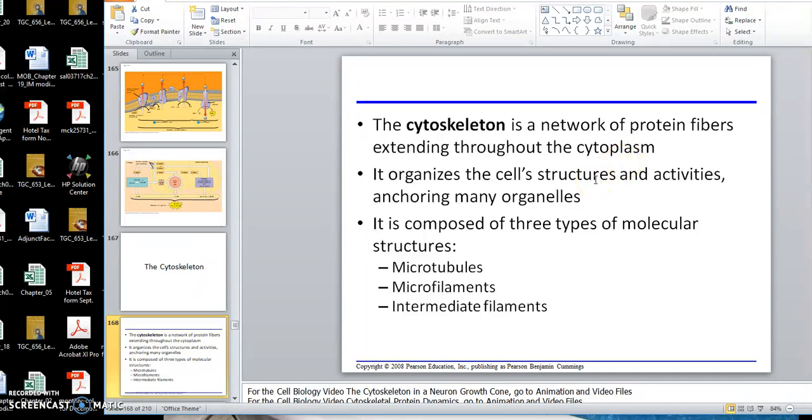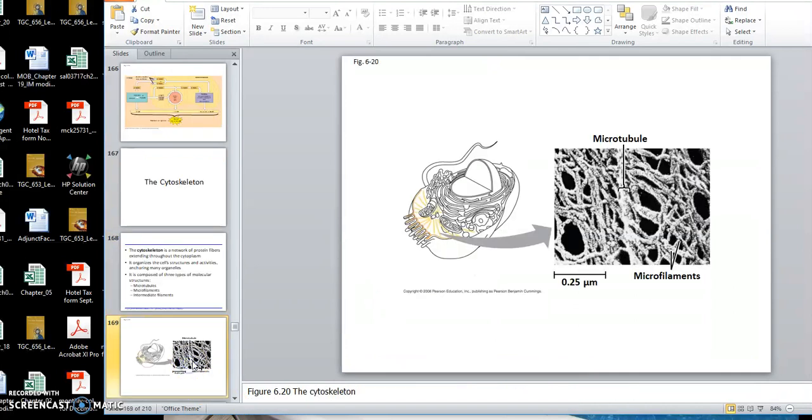There are three types of cytoskeletal structures: the microtubules, the microfilaments, and the intermediate filaments. And primarily they differ in diameter, as we will see.